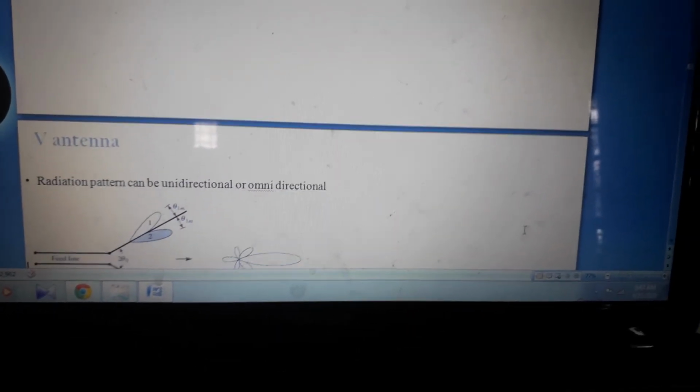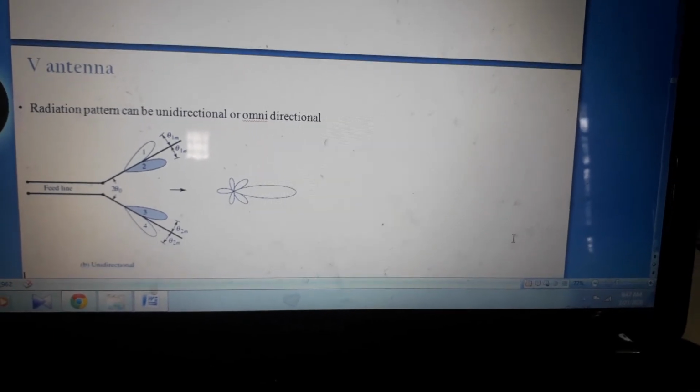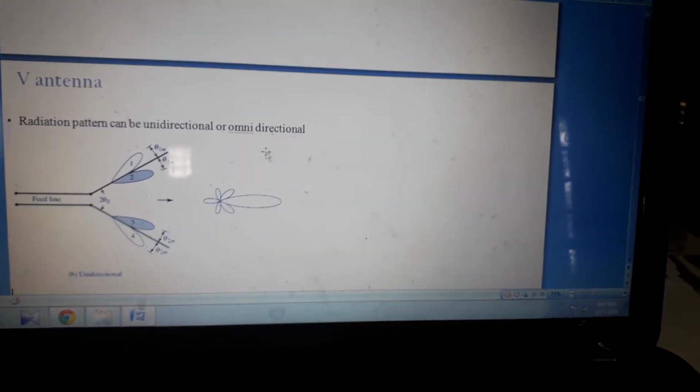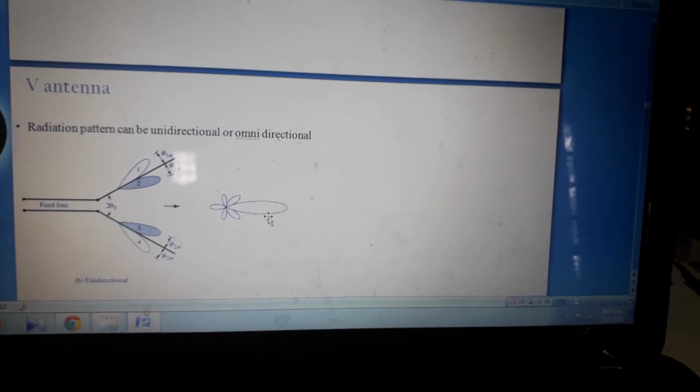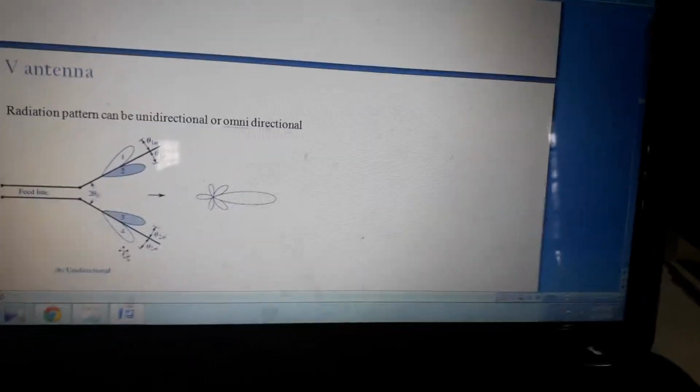This V antenna radiation pattern can be unidirectional or omnidirectional. Here we can see the V antenna in unidirectional pattern and its radiation pattern obtained here is shown. This is V antenna and its lobes. Here these are the arms of this V antenna. Here we can see a feed line and this is the transmission line, and there is a balanced feed we are providing at the feed line as already said.